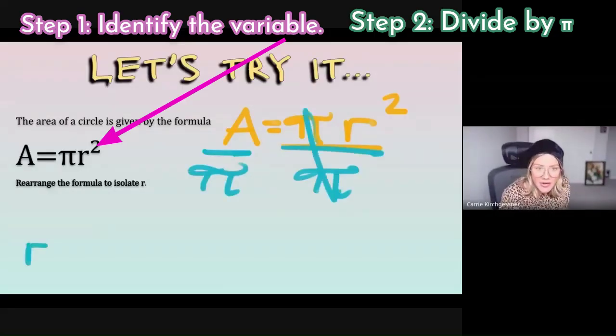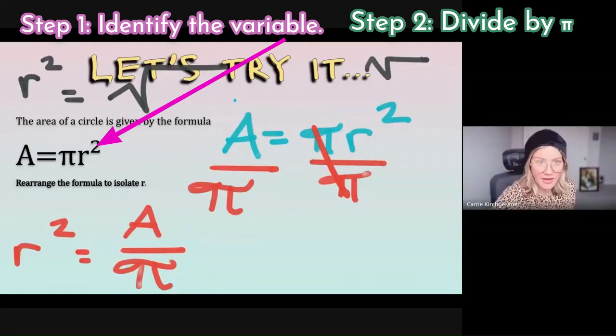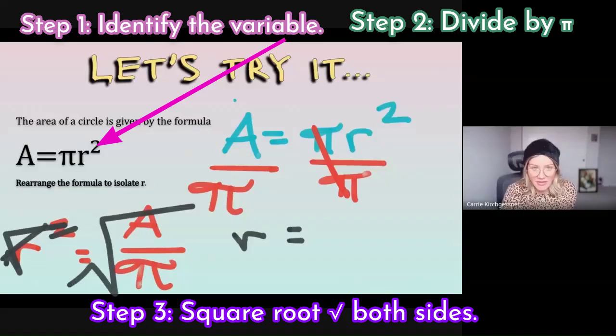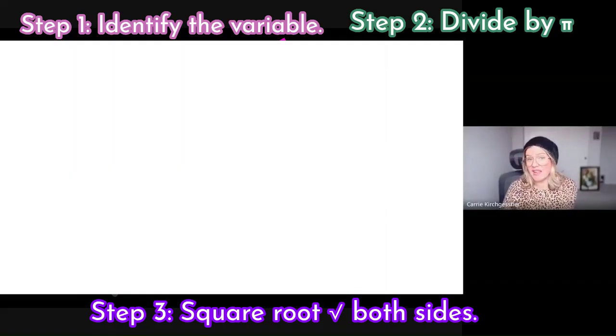Now we have r squared equals area over pi. So r is squared. Now what do we do? What's the inverse operation of squaring? Rooting. Very good. So we're just going to take the square root of both sides. The simplified final answer to this is r equals the square root of A divided by pi. We divided by pi and then we rooted both sides.